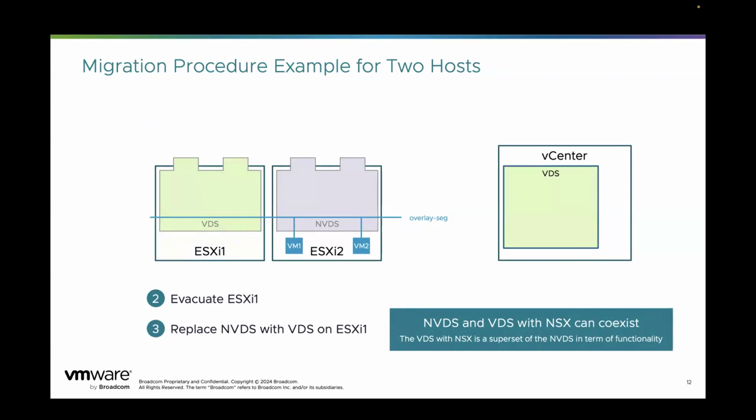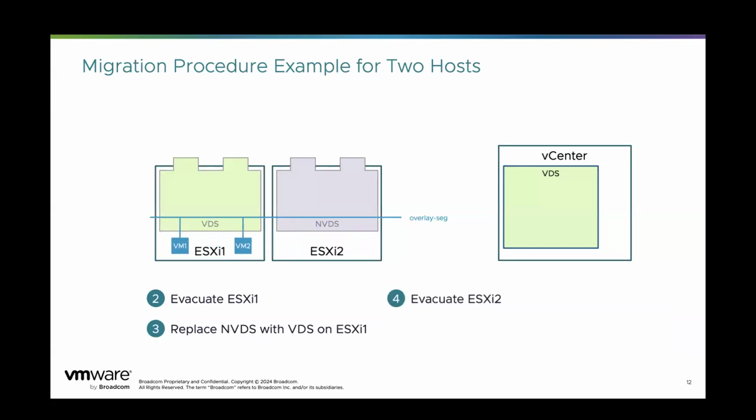There is no difference, again, in terms of functionality between running NSX on VDS or running NSX on NVDS. The exact same capabilities are there and they can coexist in the same cluster. So at that stage, I have a fully functional network running NSX, and I can evacuate my virtual machines from ESXi2 to ESXi1 using my overlay network, right? And put my ESXi2 in maintenance mode and do the final conversion NVDS to VDS there. And that's it.